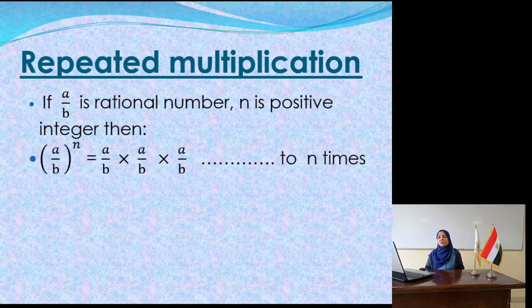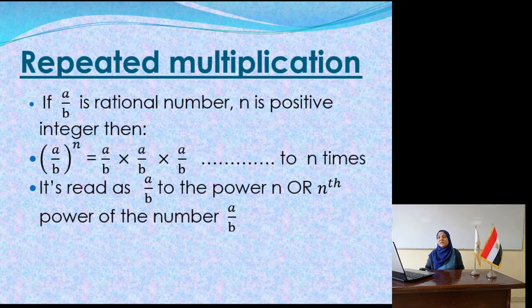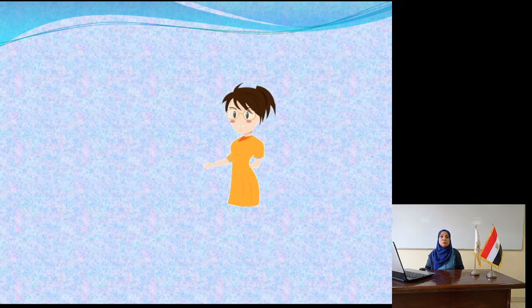Now, if we have a rational number a over b, and n is a positive integer, then (a over b) to the power n means a over b multiplied by itself n times. It's read as a over b to the power n, or the nth power of the number a over b. If we have (a over b) to the power n, we can distribute the power to the numerator and denominator. We can write it as a to the power n over b to the power n. Let's move to slide number 3.